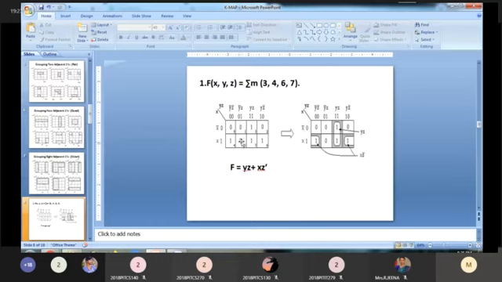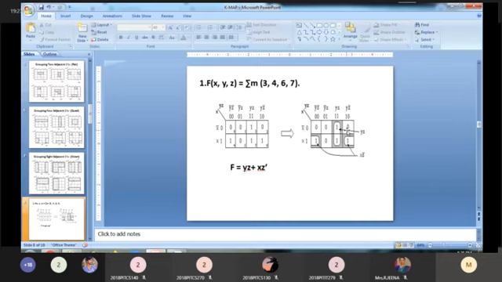Okay, so this is your K-map, the diagrammatic representation. Then we are going to simplify the terms. First you have to check whether any octet group is there, that means any group of 8 ones. Is there any group of 8? No.